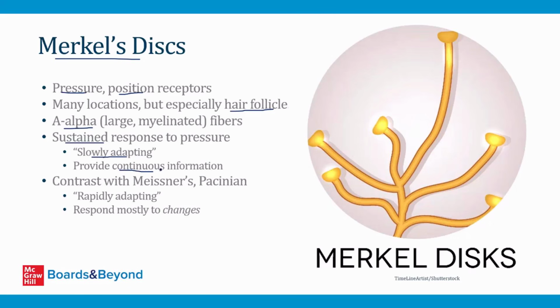And you should contrast this with what we just talked about in the last slide for Meissner's corpuscles and also Pacinian corpuscles. These types of sensory structures are called rapidly adapting because they respond mostly to changes. And that concludes our module on cells of the nervous system.